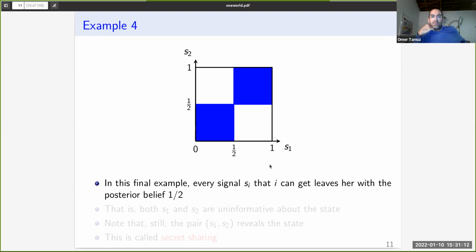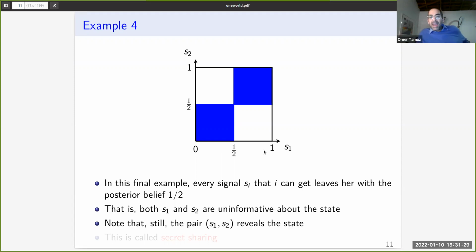In this one, whatever signal I get, my belief is 1/2. So this is a completely trivial signal. Both players get zero information, but note that still the pair S1, S2 completely reveals the state, right? If somebody were to see both signals, they would know the state, but each player gets zero information.